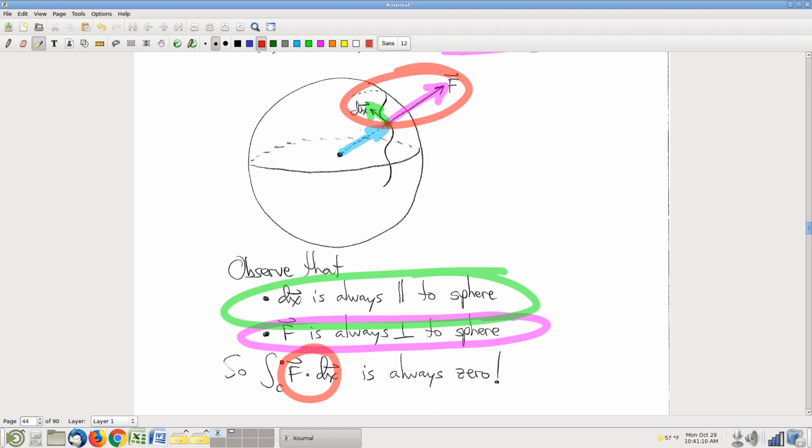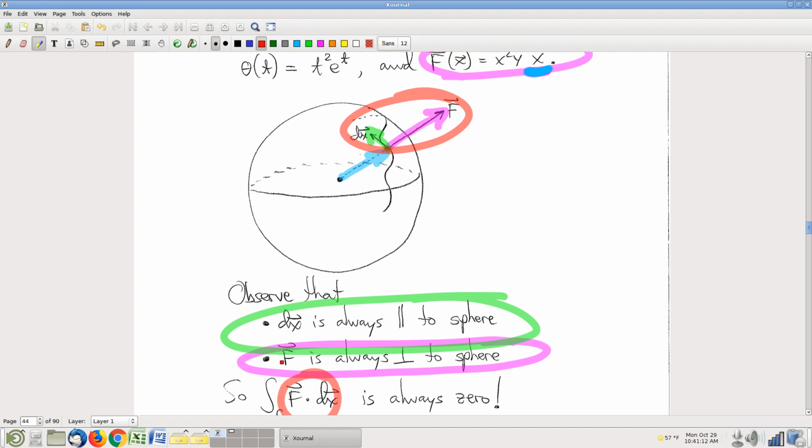Yep. So is dx always perpendicular with the function? I mean, what was the logic behind why dx is always parallel to the sphere again? Oh yeah, so the point is the curve is always staying in the sphere, right? And so if your curve is always in the sphere, then that means that your velocity vector has to be tangent to the sphere, and the dx is in the direction of the velocity vector.